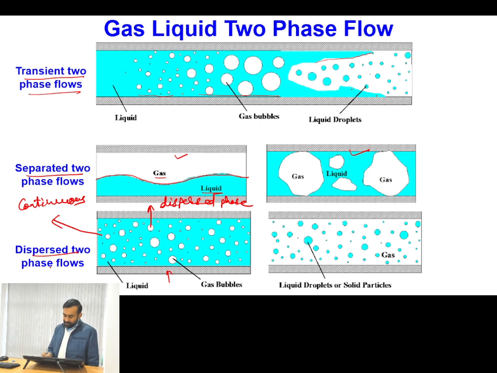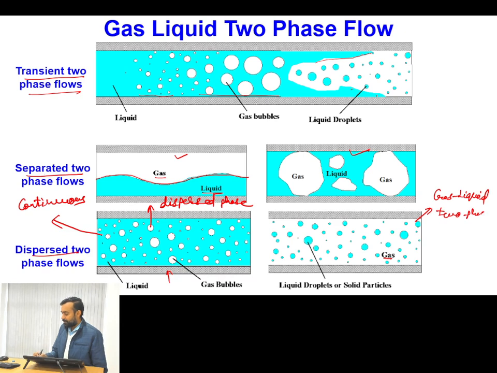In the second situation, you can see gas is the continuous medium, and in the gaseous medium, liquid droplets are distributed all across. So this is an example where gas is the continuous medium and liquid is the dispersed phase, but this is still in the category of dispersed two-phase flow. And of course, if I consider the combination of gas and liquid droplets, then it will be an example of gas-liquid two-phase flow.